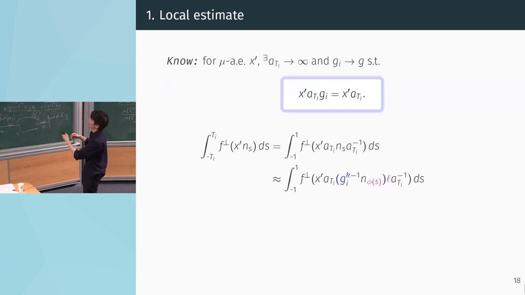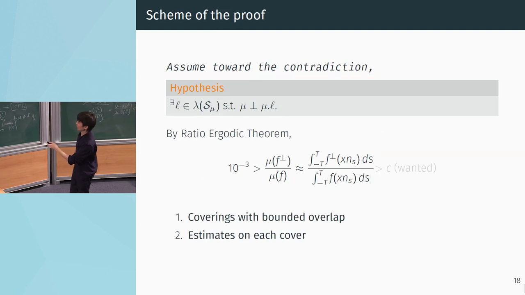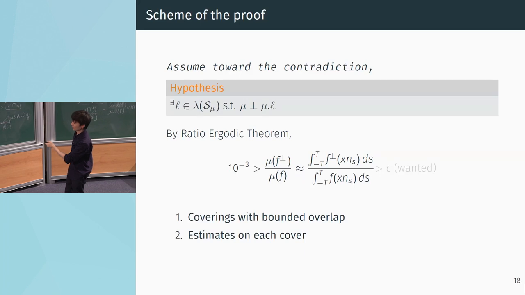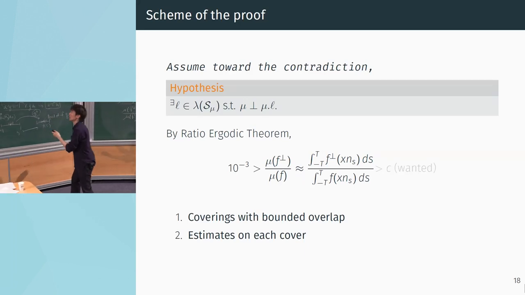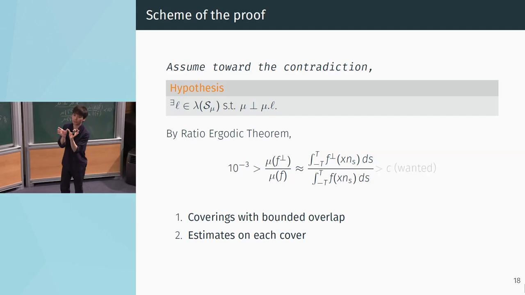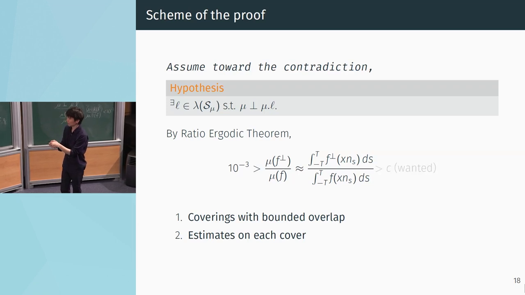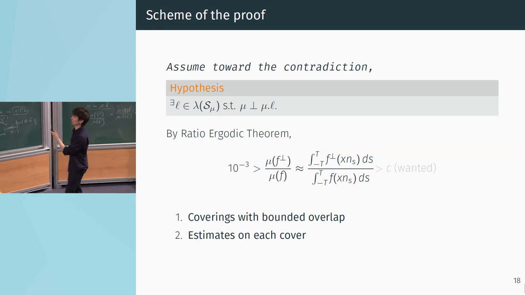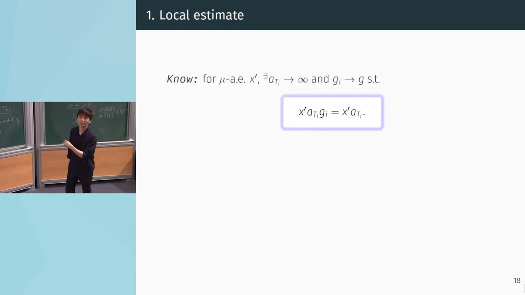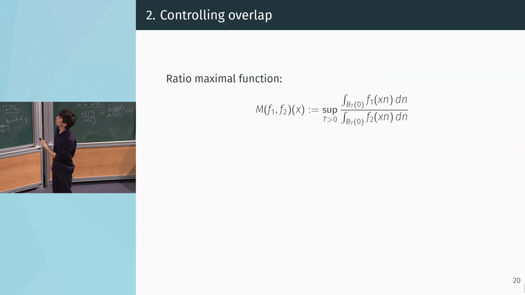I just mention that the covering estimates on each cover, maybe explain a not very rigorous scheme. A covering with bounded overlap comes from a basic covering property. Let me just mention that you can do this by the basic covering property. I think I finish here.